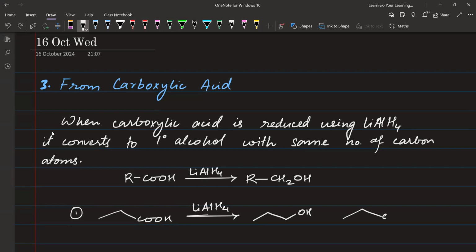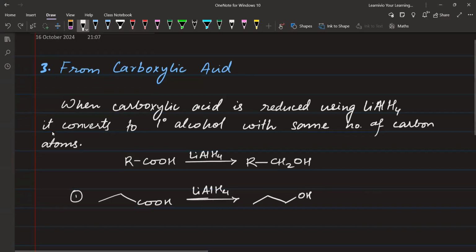Most of the students, they will write it like this: Carboxylic acid को alcohol में convert कर दिया. But what you need to remember is that the number of carbon atoms should also be the same.